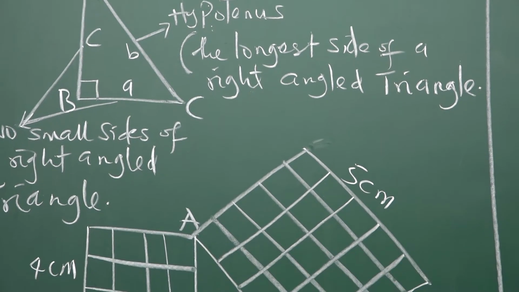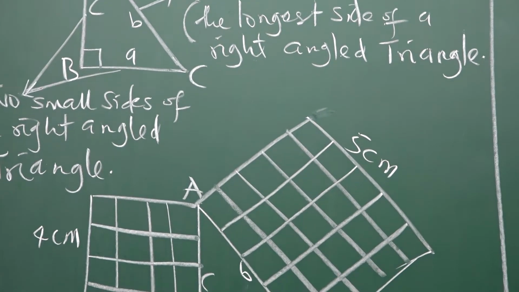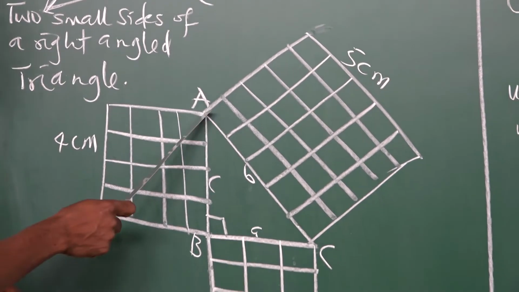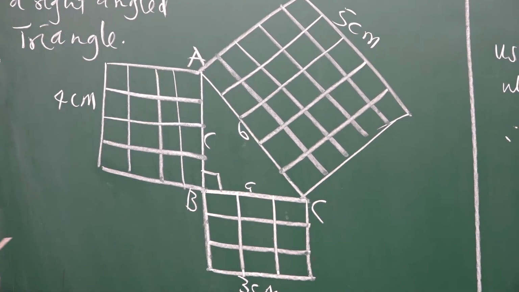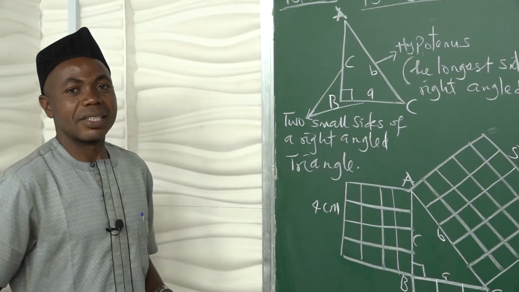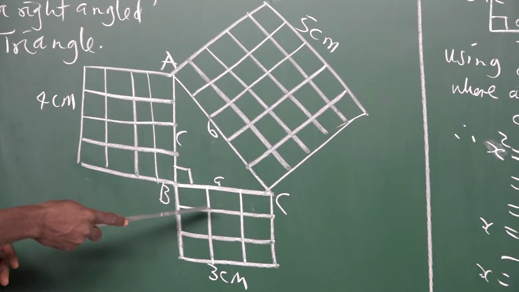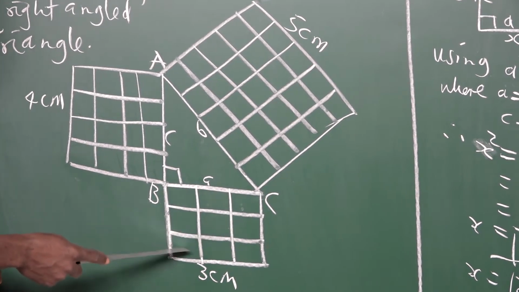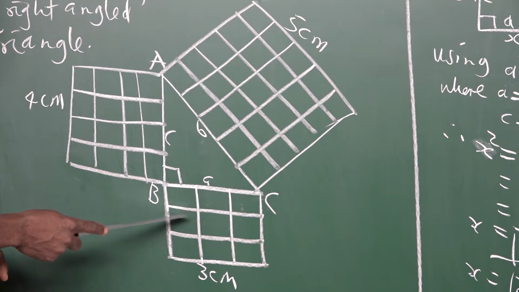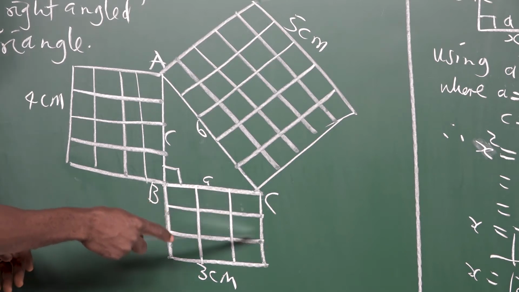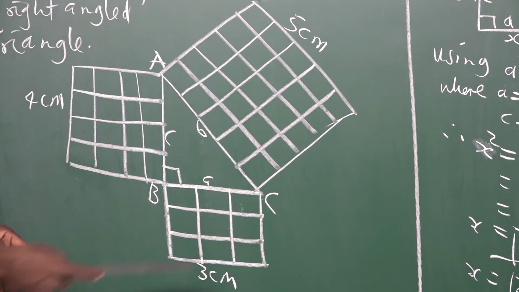Now, look at his theorem. The man sat down after years of research and constructed a right-angled triangle. He gave the hypotenuse 5 centimeters, the two small sides 4 and another one 3, and subdivided the 3 centimeters into squares: 1, 2, 3, 4, 5, 6, 7, 8, 9. That is each unit of centimeter, 1 square centimeter, subdivided into 9 of them.